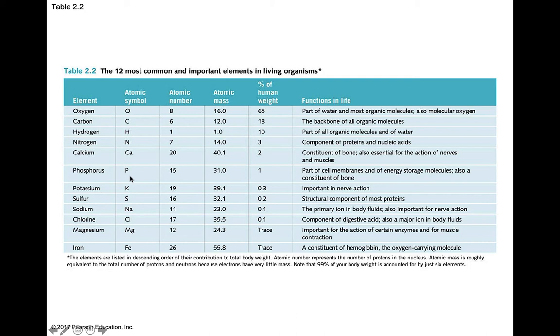But before we get into a lot of detail, let's look at this particular table. This table is showing the 12 most common and important elements in living organisms. What I do want you to be comfortable with here is the big three. So carbon, hydrogen, and oxygen. Together, these three elements account for 90% of total body weight in the adult human.